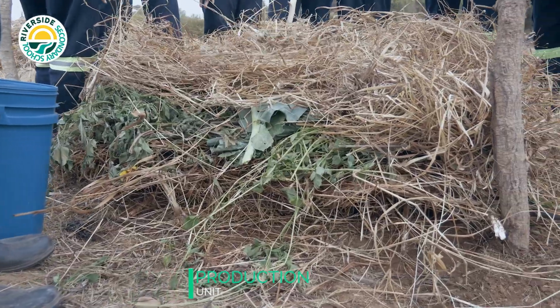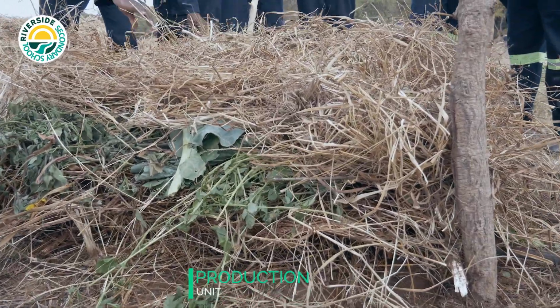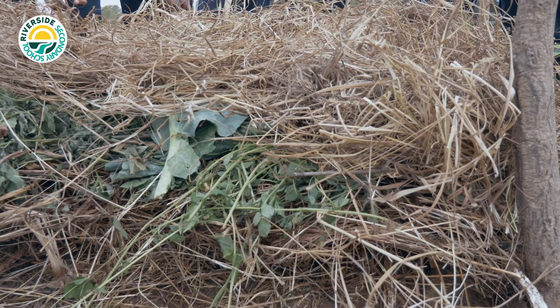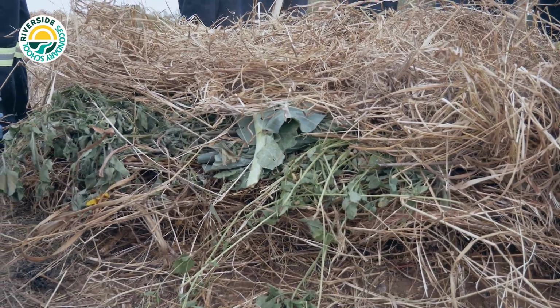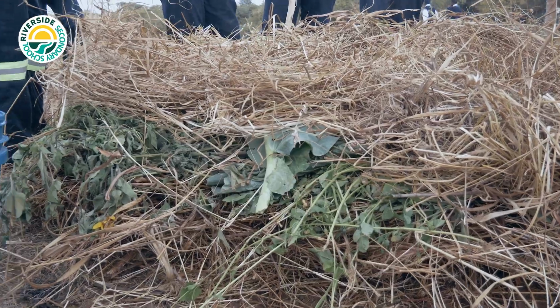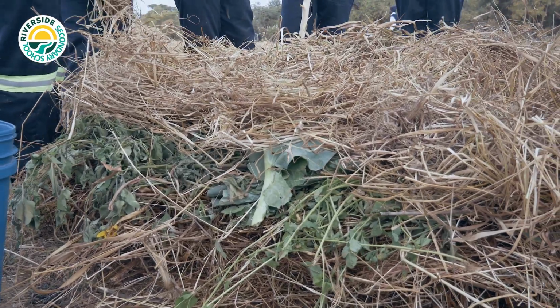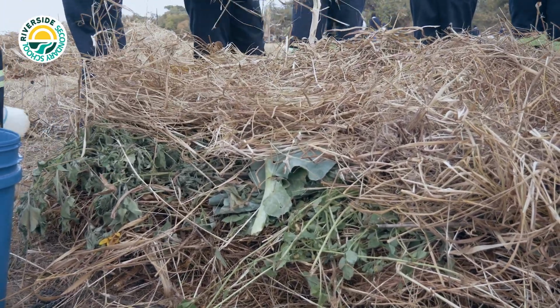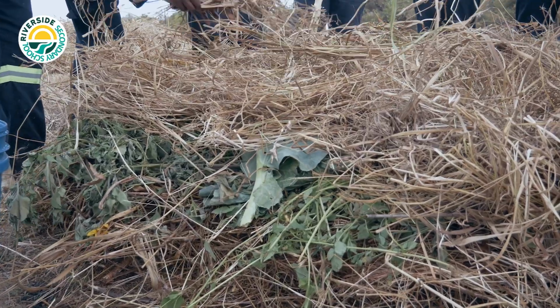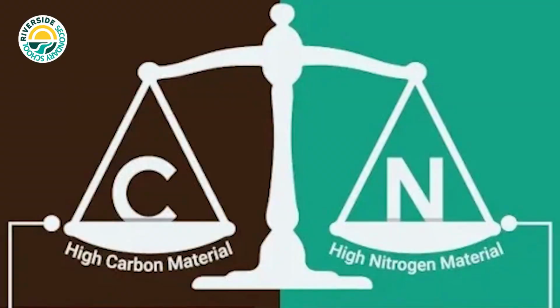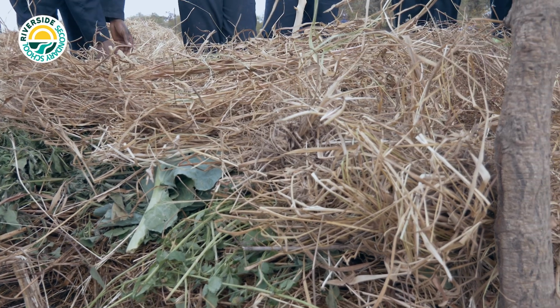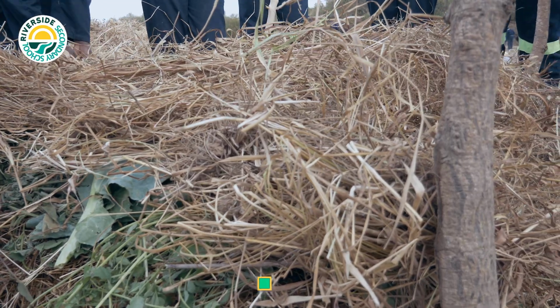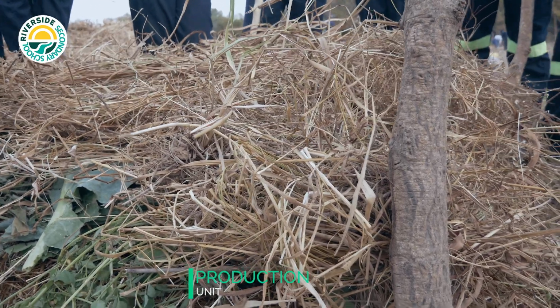So we are interchanging, if you have observed that. We started with the dry materials, we have put the green materials, again we've had to put the dry materials, and we have put manure as well. So the reason why we are interchanging these layers is we want to balance up the ratio of carbon and nitrogen. Apart from that, we are trying to promote aeration so that we ensure that there is proper airflow during decomposition. And this interchanging of the layers helps to speed up the process of decomposition.